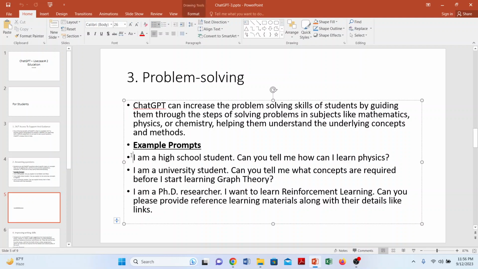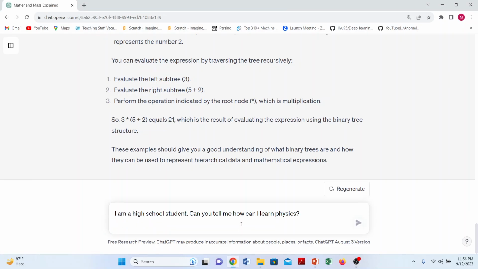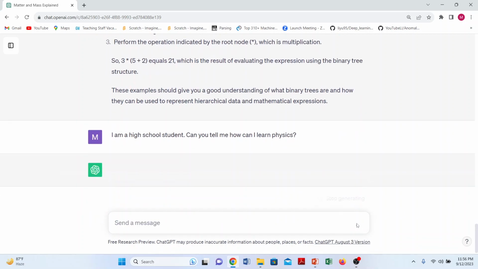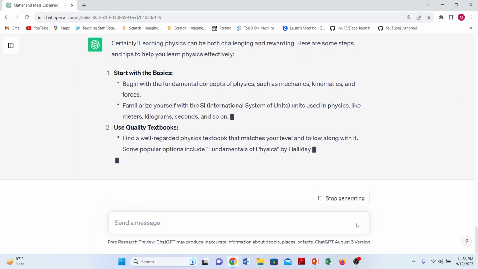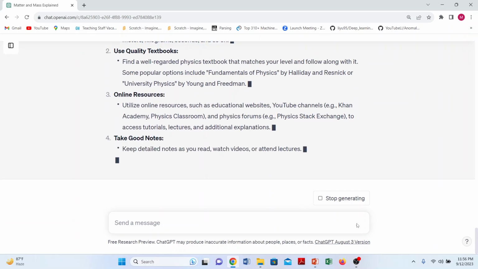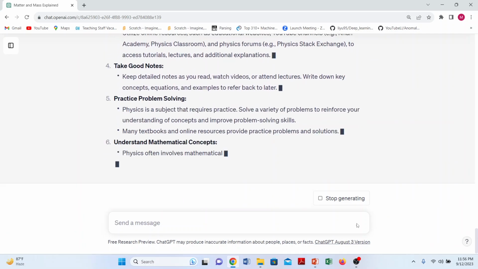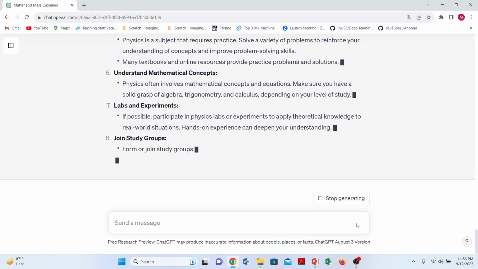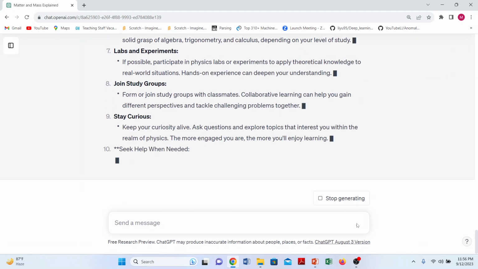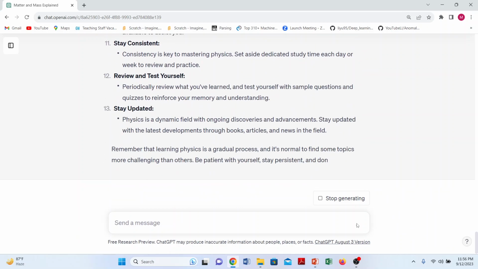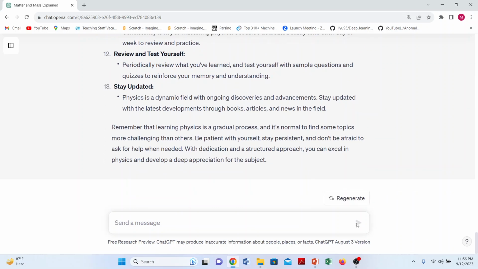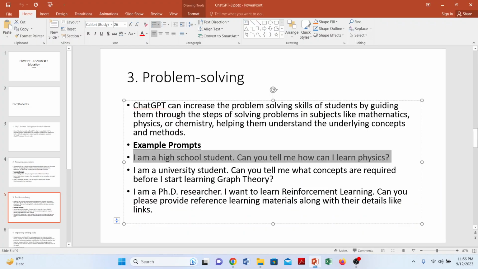So if we run the first prompt, it is telling you how you can learn. You can start with basics and use quality textbooks. It is going to share a plan with you on how you can learn physics and what the requirements are, like understanding mathematical concepts. So these are certain details that you should focus on if you want to learn physics.